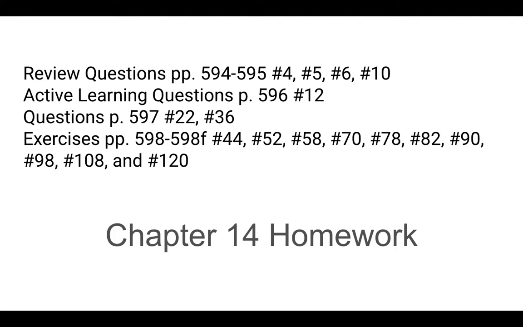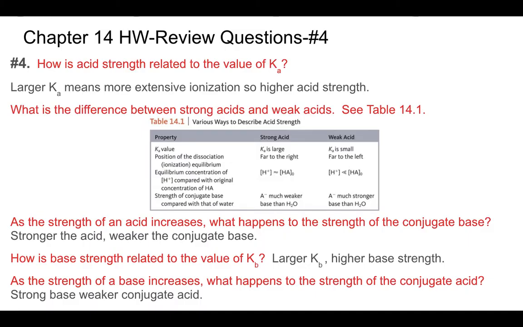All right, so let's start with the review questions. That was numbers 4, 5, 6, and 10. First question: I tried to remember to put the question out of the book in red and my answer in black. How is acid strength related to the value of Ka? Since Ka shows the equilibrium for the ionization, and the more ionized an acid is, the higher its strength, then a larger Ka, meaning more extensive ionization, will mean higher acid strength.